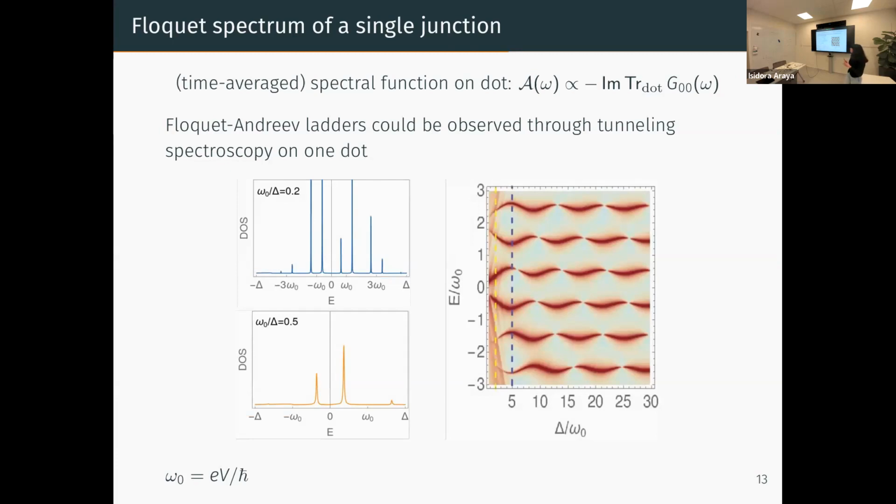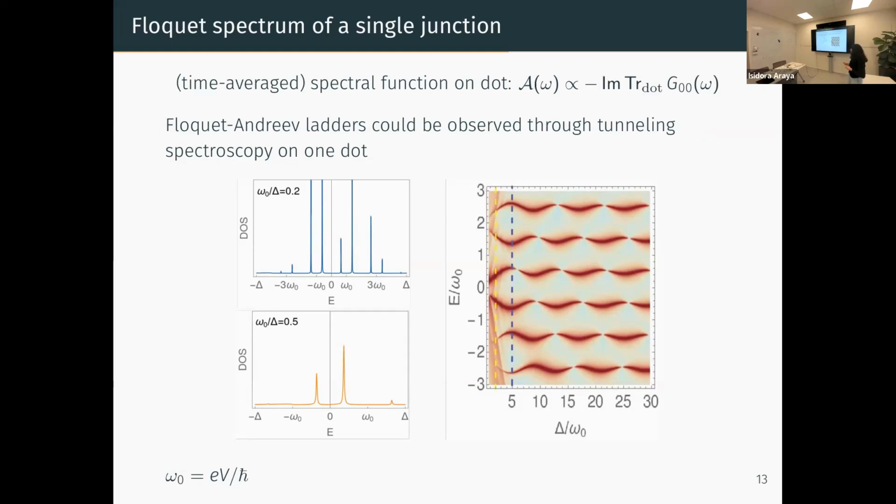So here, first, I'm showing the results for a single junction. I get a Green's function for the dots. What I plot here is, I use this inverse scaling, 1 over the voltage, because this gives me the period, basically. And the red lines are the maxima of the spectral function.